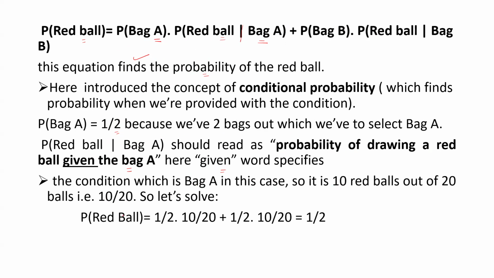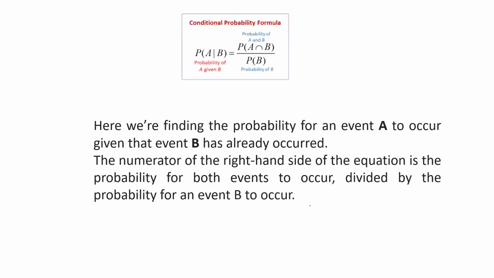So probability of red ball is given by the probability of A, which is 1 by 2, and probability of red ball given bag A, which is 10 by 20. Similarly, the probability of bag B is 1 by 2 and probability of red ball given bag B is also 10 by 20. So this is equal to 1 by 2. So the probability of the ball which we are going to pick, the red one, is 1 by 2.